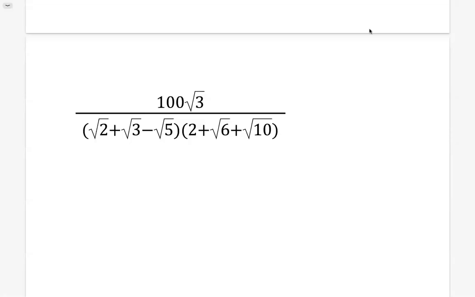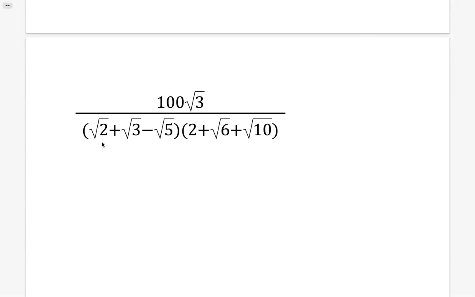Okay, let's see this question. We want to simplify these radical expressions. Let's just observe first. So the numerator, we don't have much to do. Right? We have 100 radical 3.